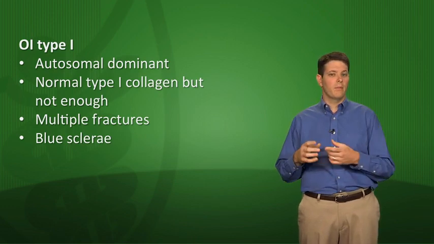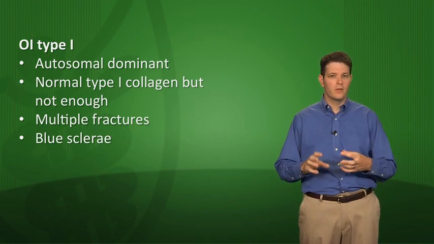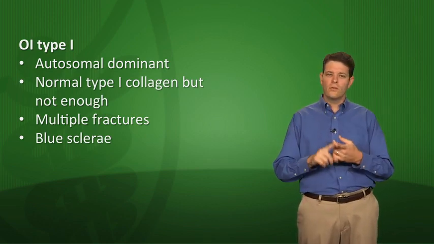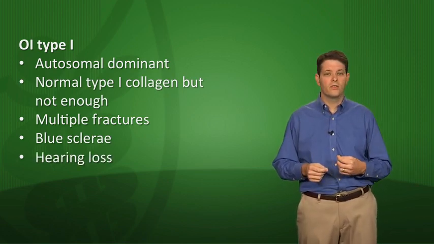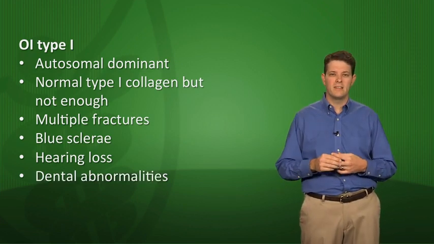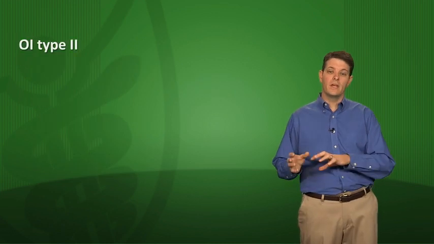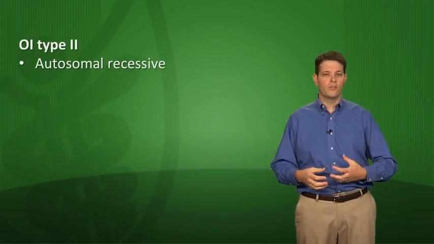You're either going to think about OI or you might want to think about child abuse. Now, don't mistake one for the other and ship the kid off to CPS for foster care. It could be a case of OI, so look for those blue eyes. You might also look for hearing loss because ossicles of the middle ear can be affected. And you can also look for dental abnormalities because that type 1 collagen is found in the dentin of the teeth as well.